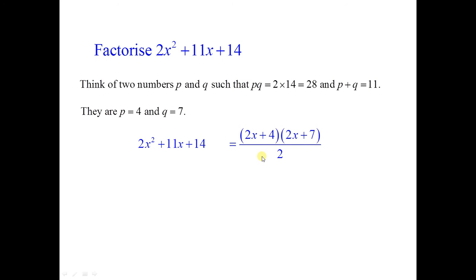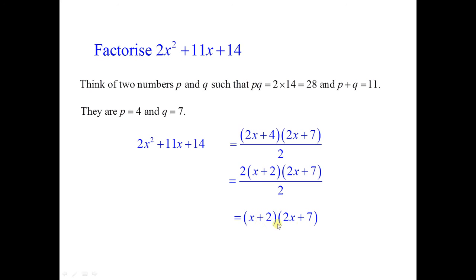What we look for, and what we do next, is look at the two brackets and see if you can factorize either of them or both of them. And in this case, we can factorize 2x plus 4 by taking out a factor of 2, like this. Can't do anything with the other one. And this is quite nice down here because this 2 will cancel with this 2, because we have this times this times this divided by this, and these two will cancel to leave us with the answer. There are those two brackets, x plus 2, 2x plus 7, are the factors of this quadratic.